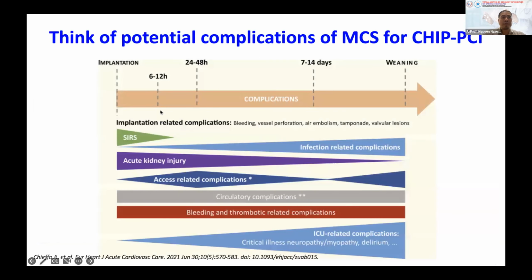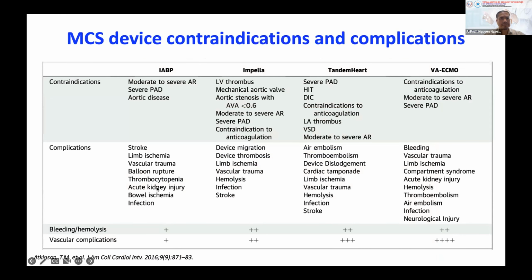You also need to think about the potential complications, not only in the implementation phase but after that: the first day, the first two days, and then the first week. There are infection-related complications, acute kidney injury, access-related complications, and circulatory complications like thrombus and LV distension, especially when you use ECMO. You need to think about all of these, and at that point you might withdraw the idea of applying mechanical circulatory support for high-risk PCI. Please also do not forget the contraindications. For example, for IABP, if you have severe PDA, aortic disease, or moderate to severe AR, not AS, then it is contraindicated.